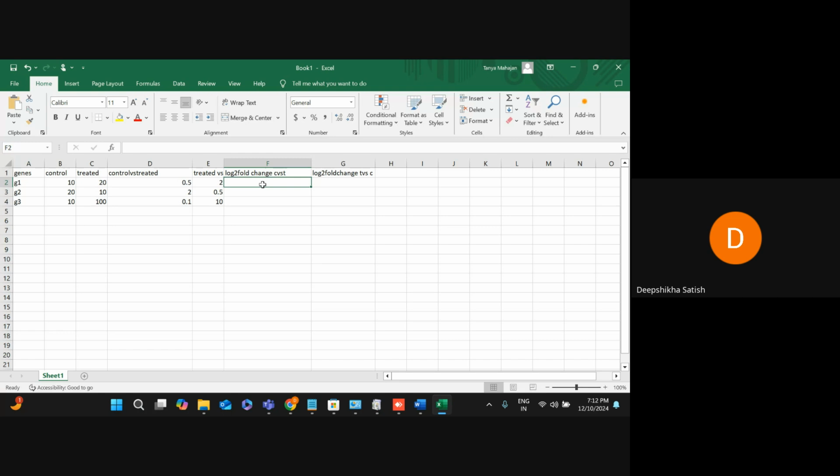So there is a formula. You have to put here equal to log. So our plan is what? Control versus treated. So you already calculated this control versus treated. So you have to take the value from here, then comma 2. Then put the brackets, enter.